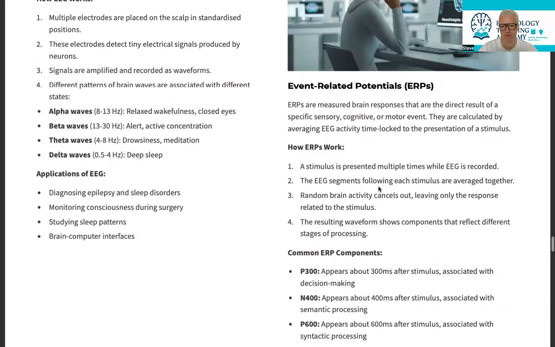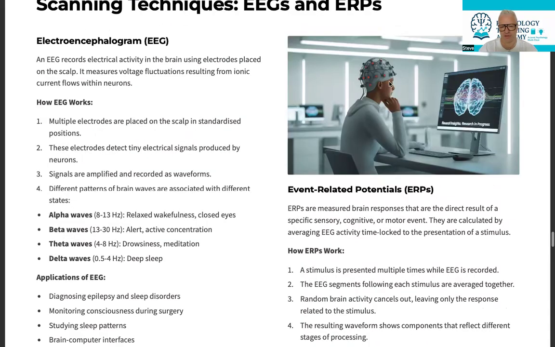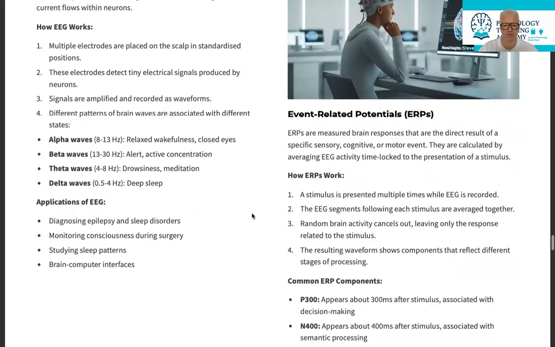Because you get a lot of activity from anything you do, like blinking or moving, a lot of the time you have to filter out the different bandwidths so you can only focus on the one that you're looking for.